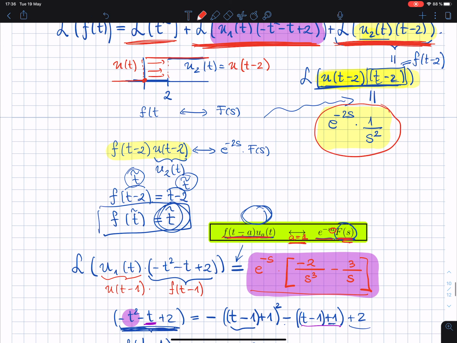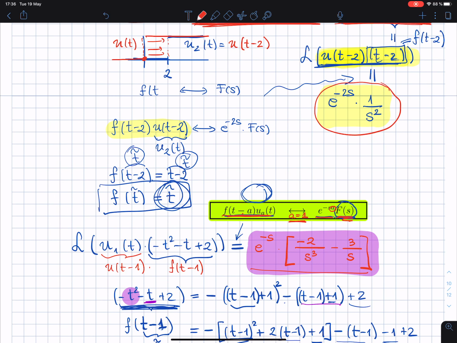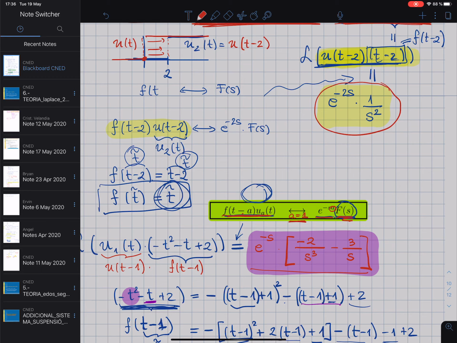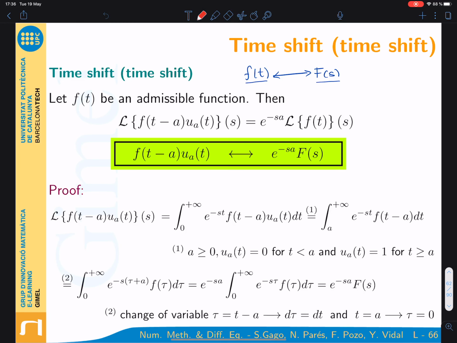This is a very important property, this one that we saw today, and it is used a lot. This property is used a lot to solve initial value problems or integral differential equations where piecewise functions appear. Whenever you have a piecewise function, almost always you will need to apply this property, the time shift property, as we saw today. So that's it.